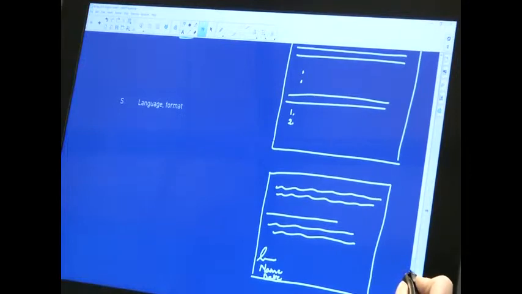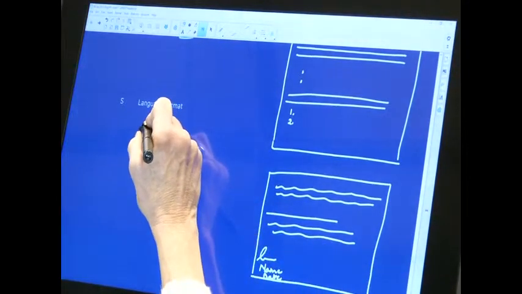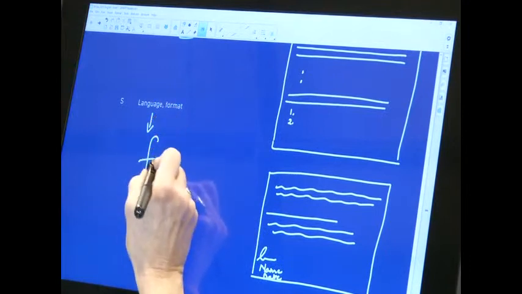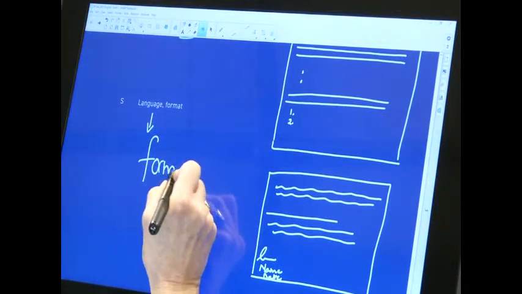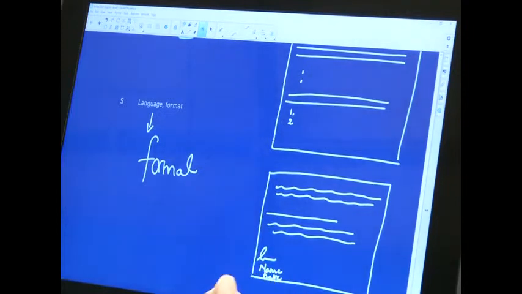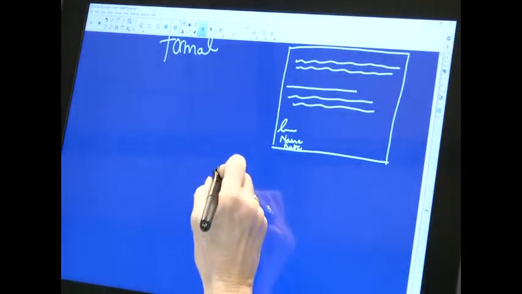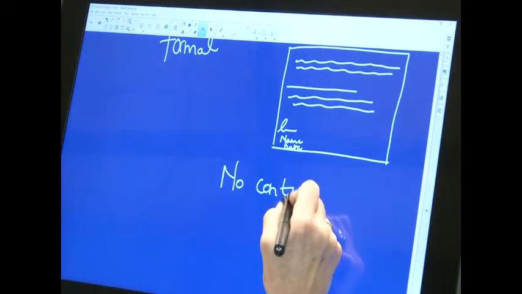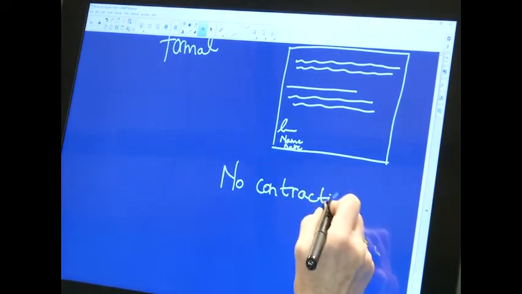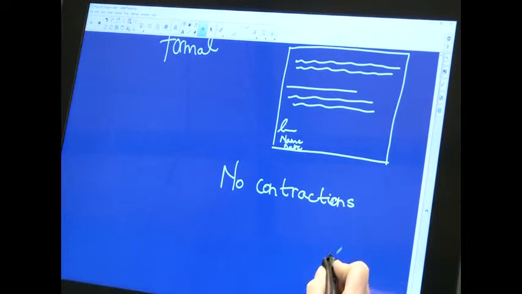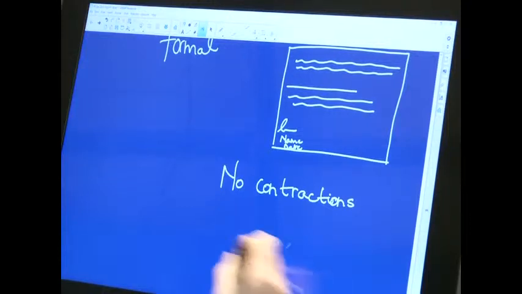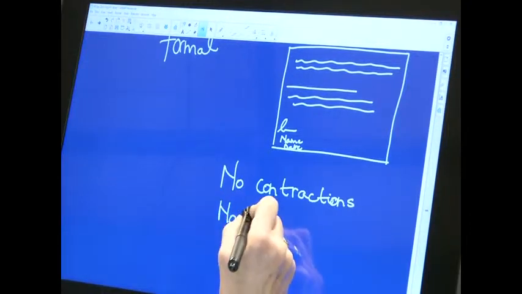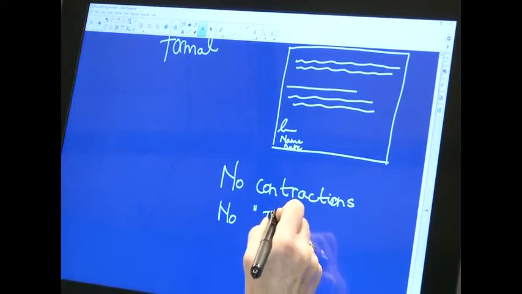What kind of language am I expecting? This is a formal report. I'm expecting formal language. So what does that mean? No contractions. No wouldn'ts, we'ves, there's, no contractions. I'm not expecting I either.